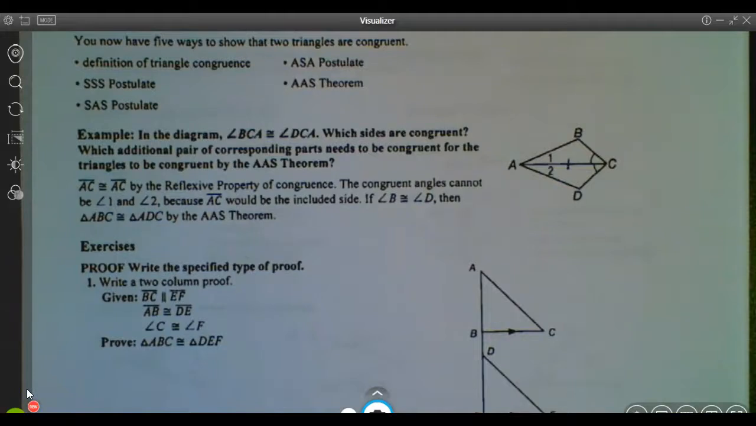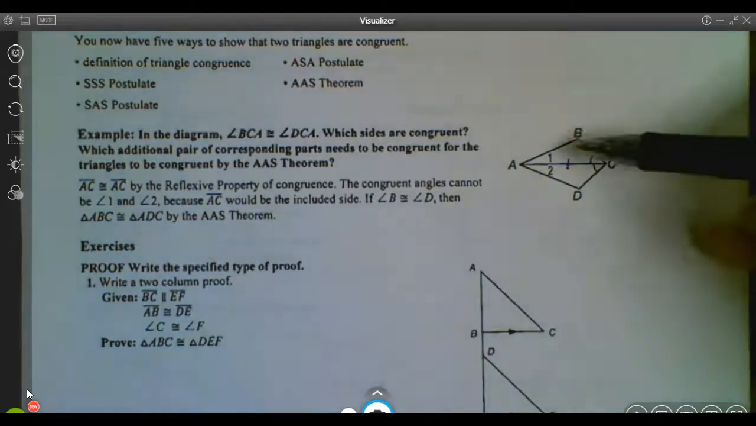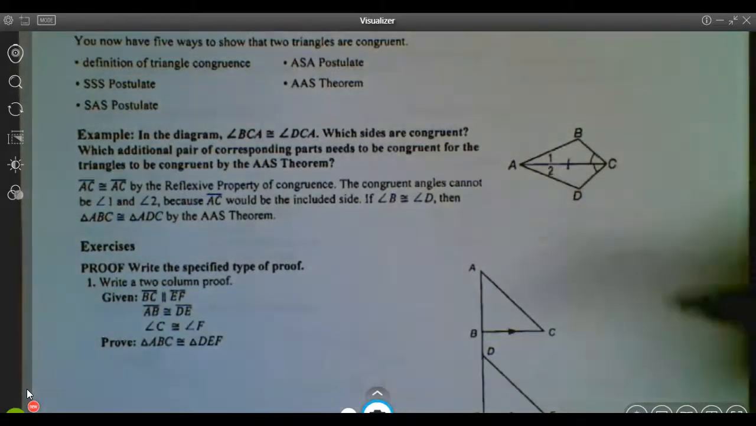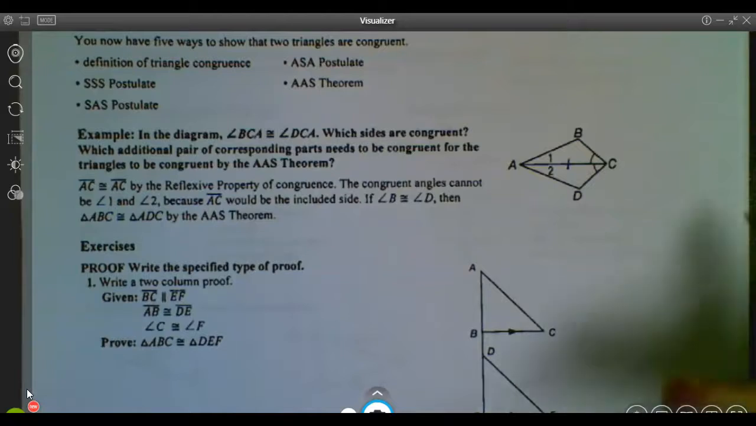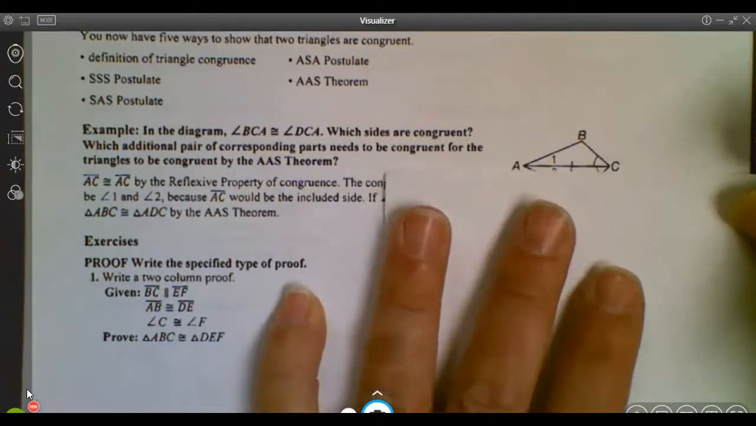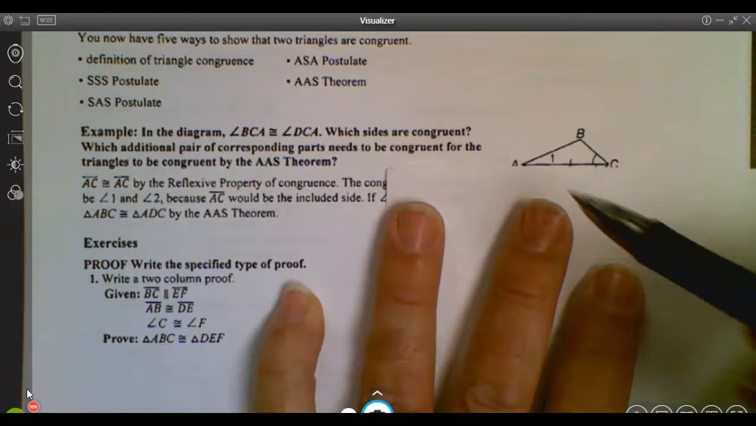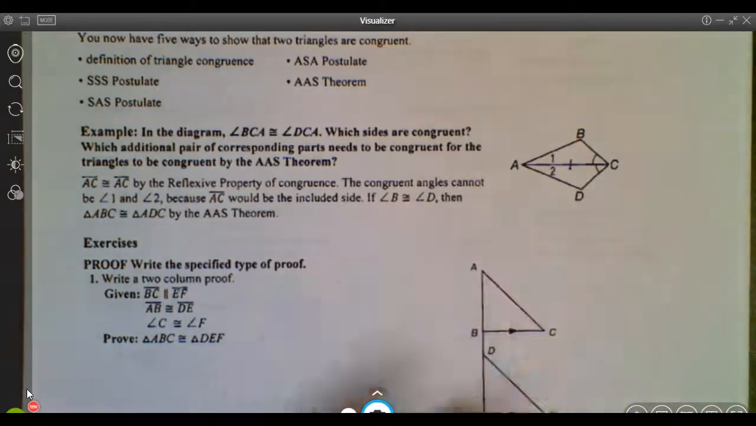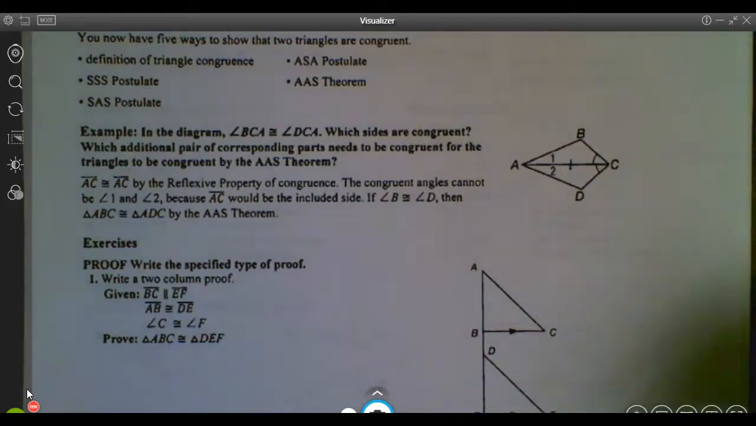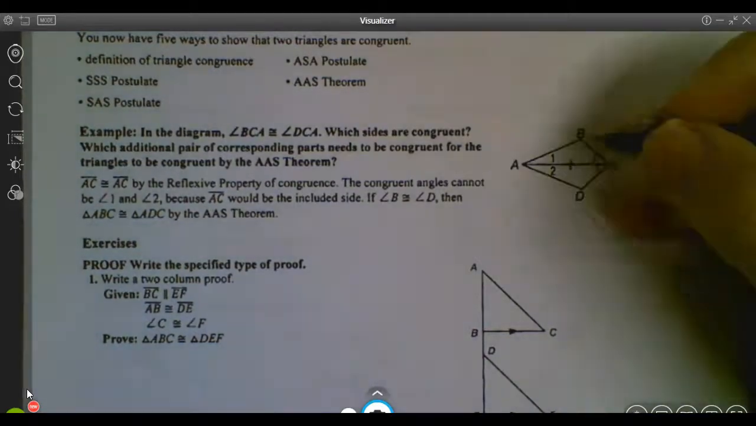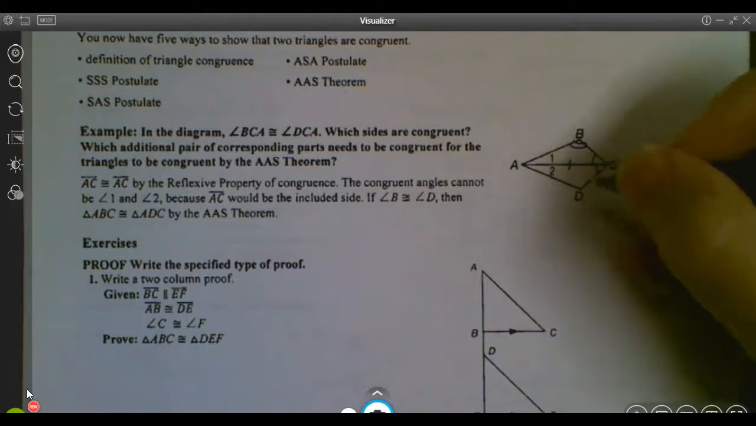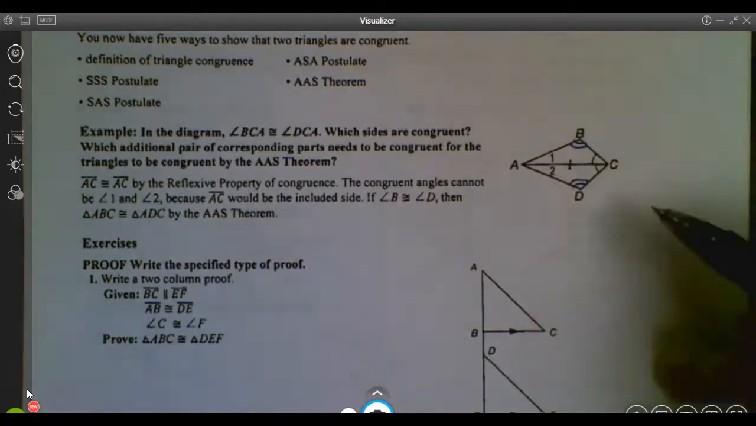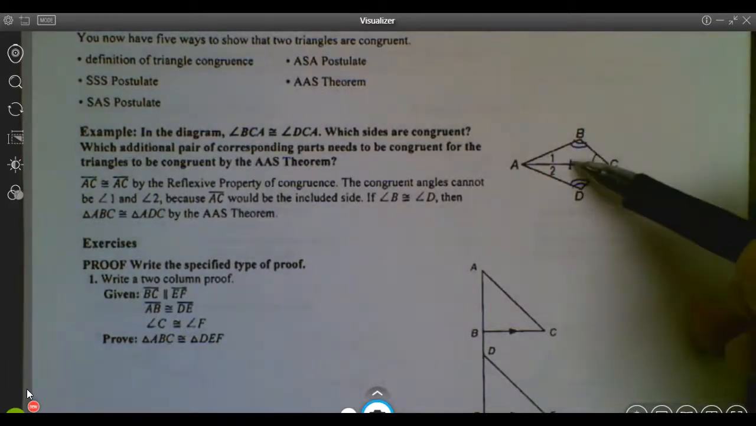So what else would I need to come up with in order to use angle side? Look at angles 1 and 2 for a minute. If I was able to show that angle 1 is congruent to angle 2, would that give us angle side? Again, just focus on one triangle, and we can see that it would not. It would give us angle side angle, but that's not what this question is asking for. This one is asking, what would you need in order to use AAS? And so that means I would need angle B and angle D in order to use angle side.